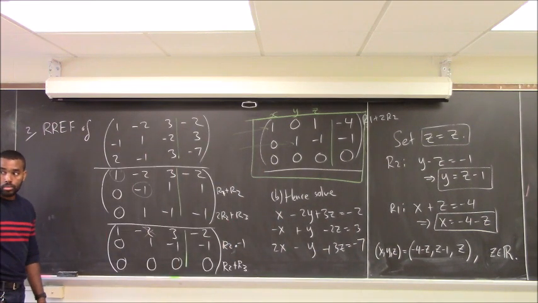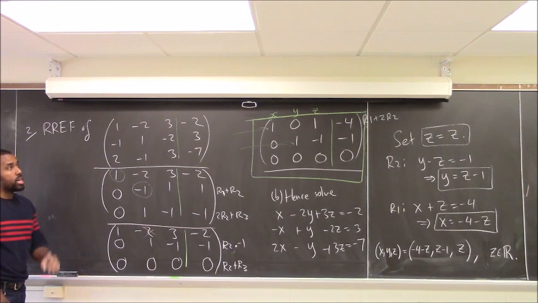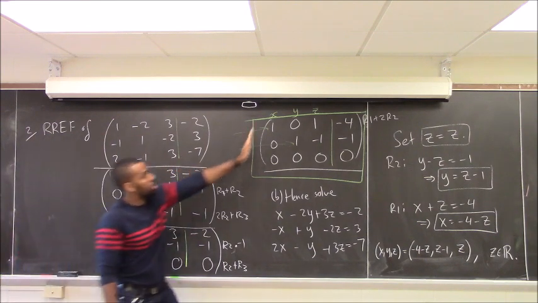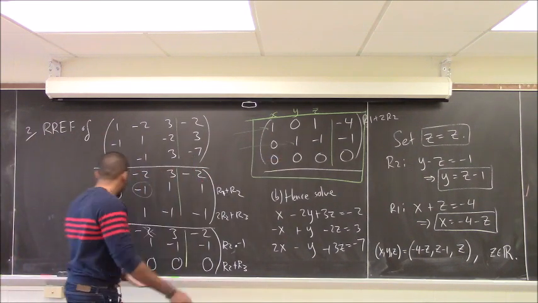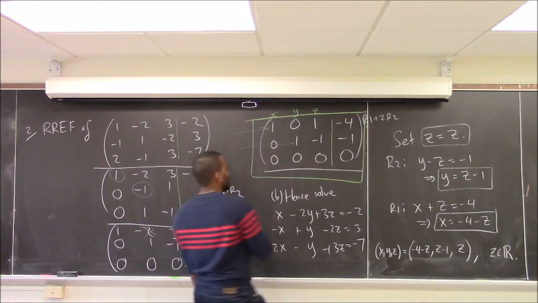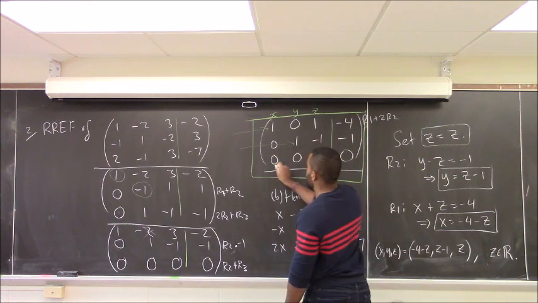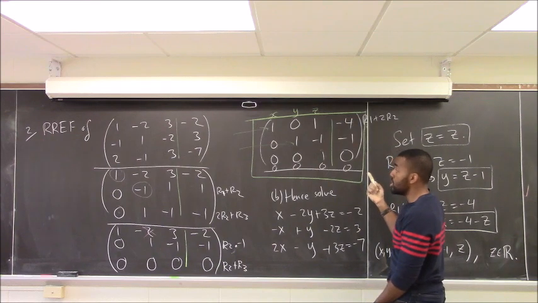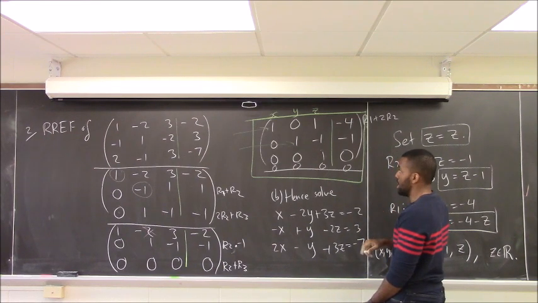With a row of zeros, you're going to need a free variable, assuming that the number of pivots is not the same as the number of variables. Because you could end up with a situation like this, and then an extra row down here. That one has a unique solution, so you won't have a free variable in that case.